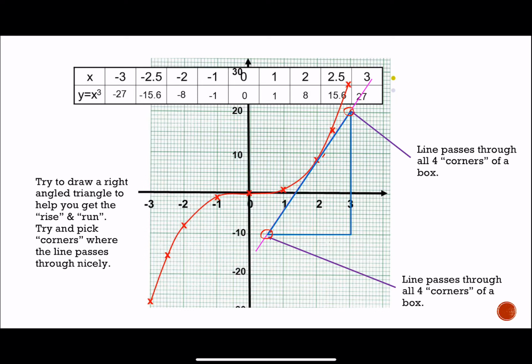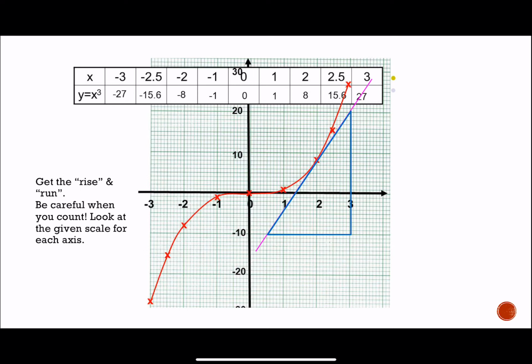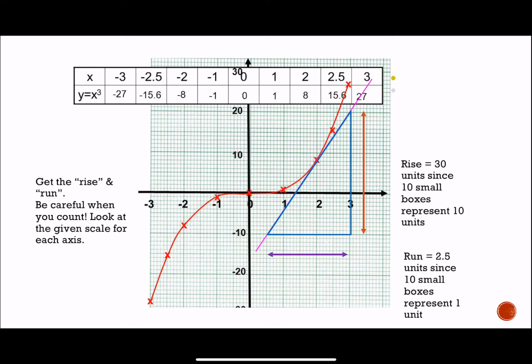All right, so I am going to use the rise over run method. For the rise, I have to be very careful. Here is the rise, and you will notice that on the scale for the y-axis, every 10 small boxes is 10 units. Therefore, I have 30 units in total. Then for the run, I have 2.5 units. You notice that here, every 10 boxes represent 1 unit. So in total, we have 2.5 units.